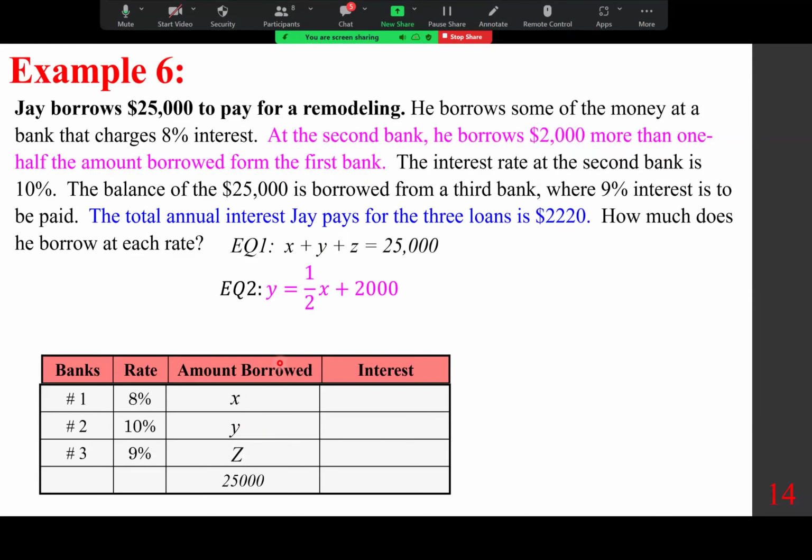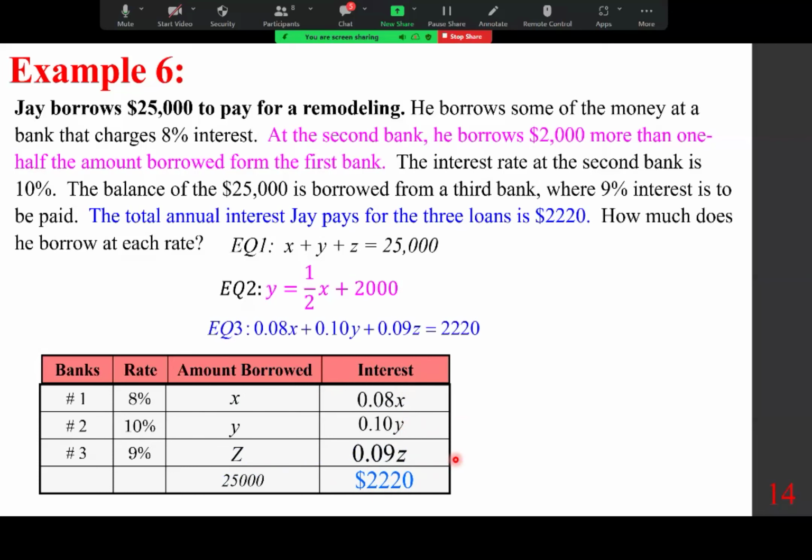And as I mentioned, the amount of interest is 0.08X, 0.1Y, 0.09Z, and 2,220 is the total. This is the third equation. These three add up. So these are the three equations we have. Three equations.